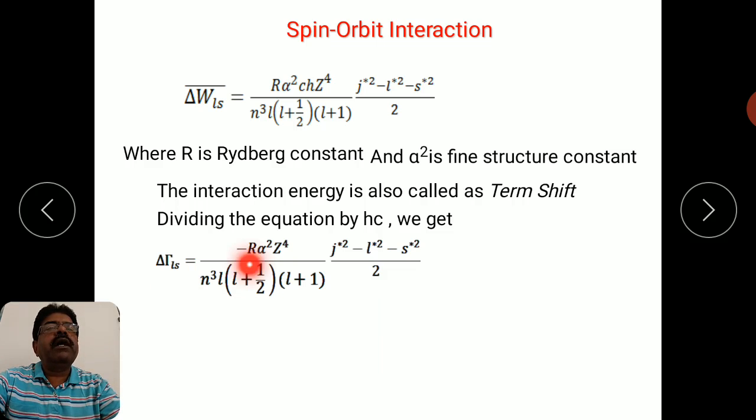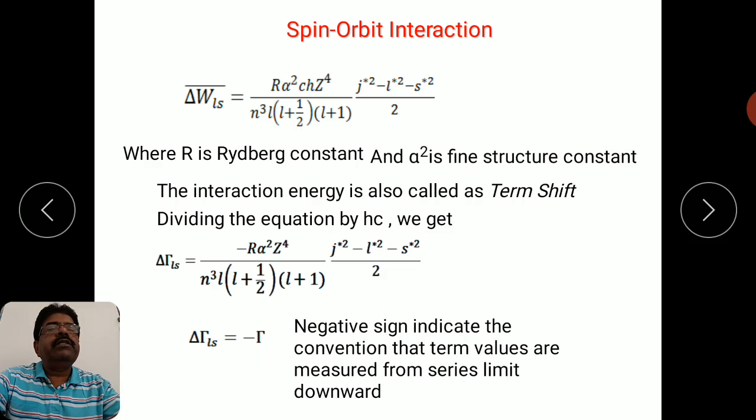That will be minus R alpha squared Z raised to 4, hc gets cancelled here, upon n cubed L in bracket L plus half into another bracket L plus 1, into this term J star squared minus L star squared minus S star squared divided by 2. This negative sign indicates the convention that term values are measured from the series limit downwards. That means the higher values are placed in the downward direction, and we start the scale from the lower values at the top. So this delta gamma LS, which represents the term shift, is equal to minus gamma. This entire value you can just consider as gamma.